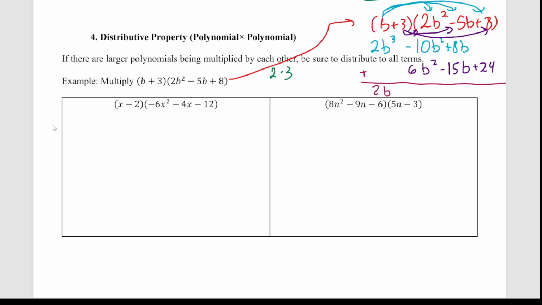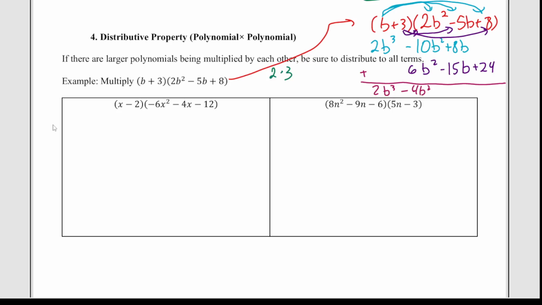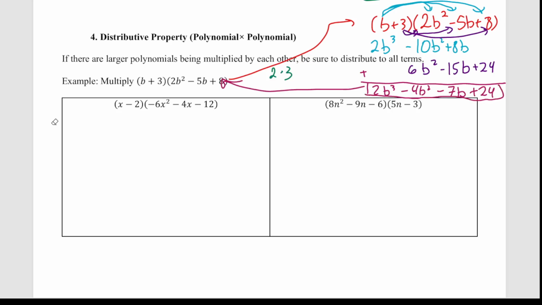2b cubed is the only one of its term. Negative 10b squared plus 6b squared is going to give us negative 4b squared. 8b minus 15b will give us negative 7b. And then the 24 is going to stay as is. And that would be my final answer for that example problem.